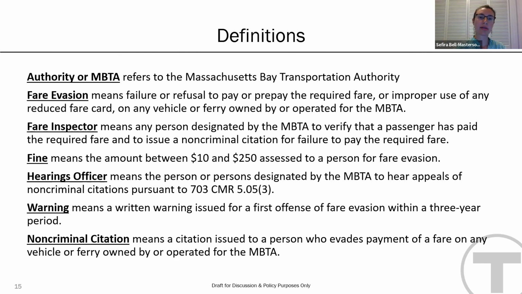A warning is a written warning. It's a formal written warning. It's not someone speaking to you. It's written down and it's recorded for a first offense of fare evasion within a 3-year period. And a non-criminal citation is a citation issued to a person who evades payment of a fare on any vehicle or ferry owned or operated for the MBTA. So I hope that makes sure that we're all on the same page about the language that we're using and what we're talking about when we say those terms.